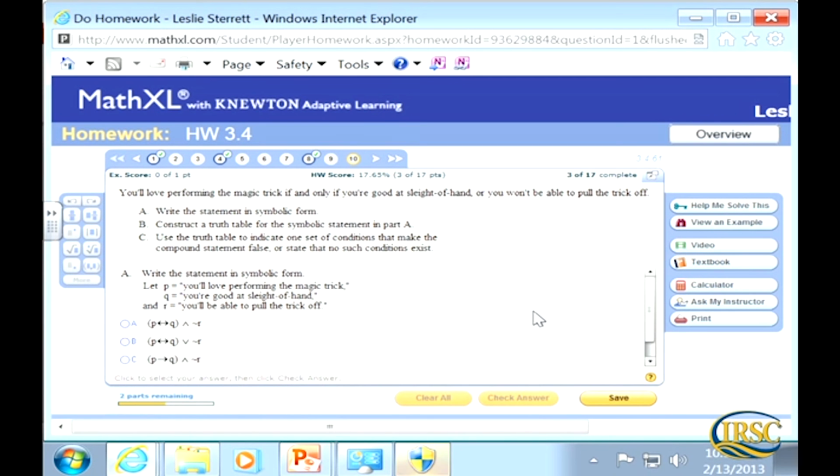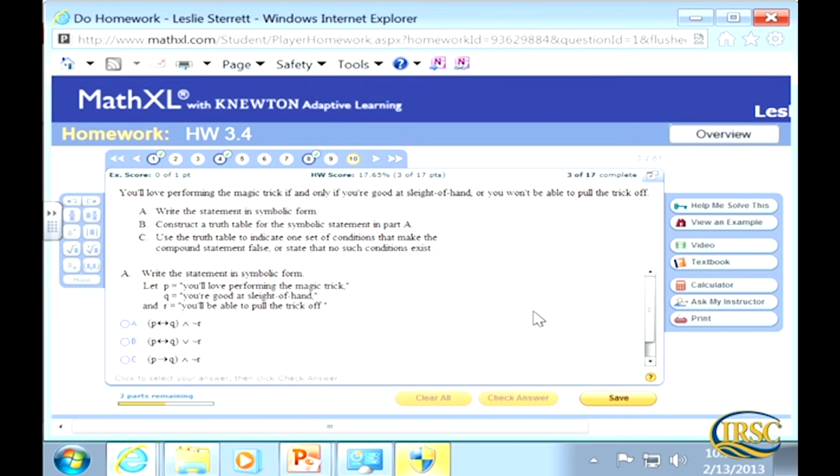All right, so let's just see how Math Excel came up with this P, Q, and R. The original statement is, you'll love performing the magic trick if and only if you're good at sleight of hand, or you won't be able to pull off the trick. Sorry, you won't be able to pull the trick off.